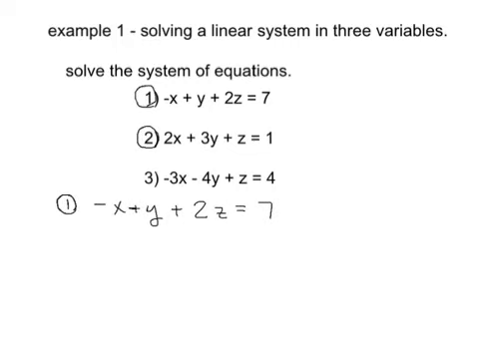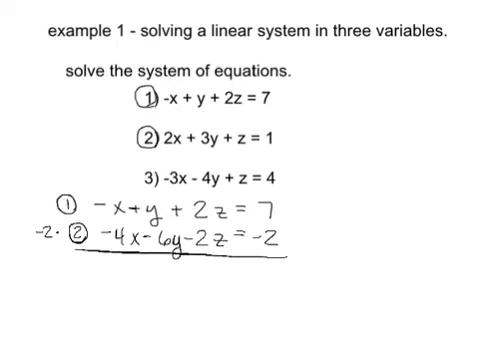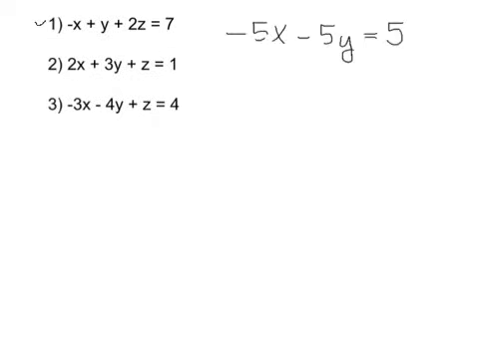I'm going to multiply my second equation by negative 2. Oops. And I'll get negative 4x minus 6y minus 2z equals negative 2. Add those equations together. Negative 5x minus 5y, those cancel, equals 5. So I need to remember this. Okay, so far I've used equation 1 and equation 2, and I've come up with the z term eliminated.